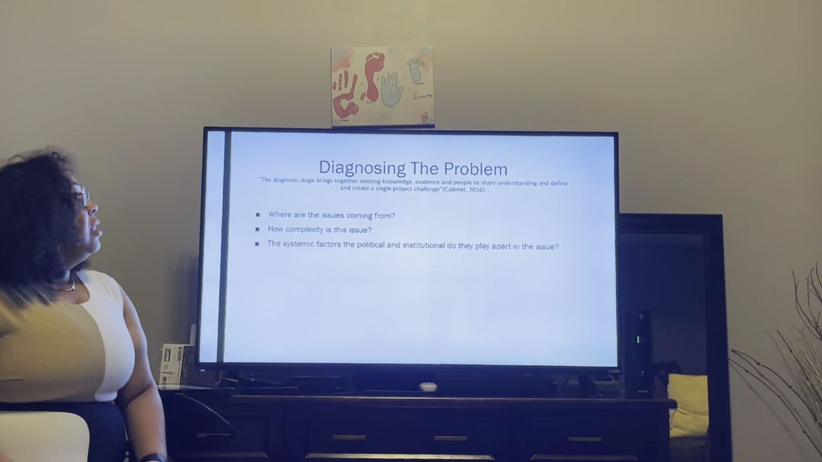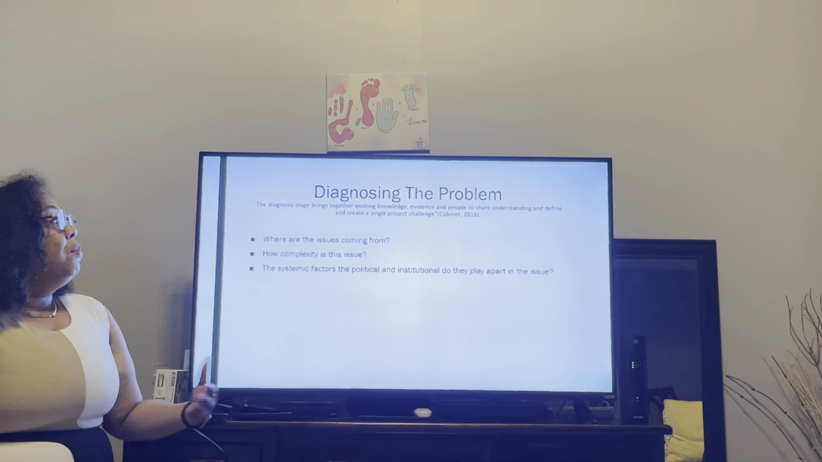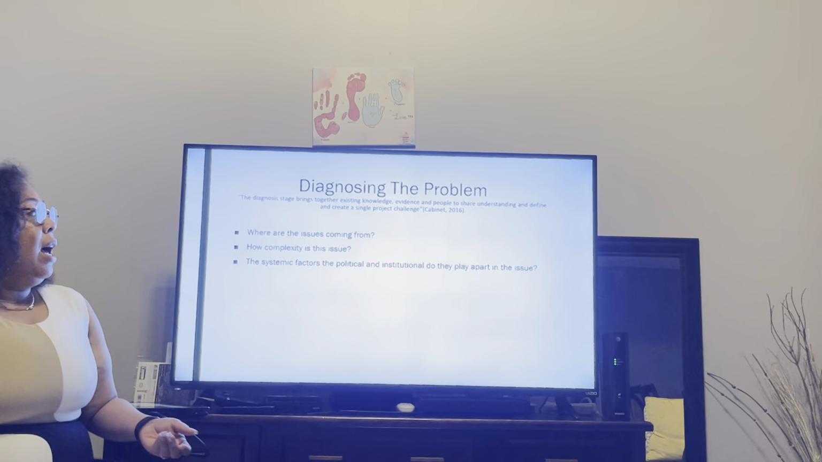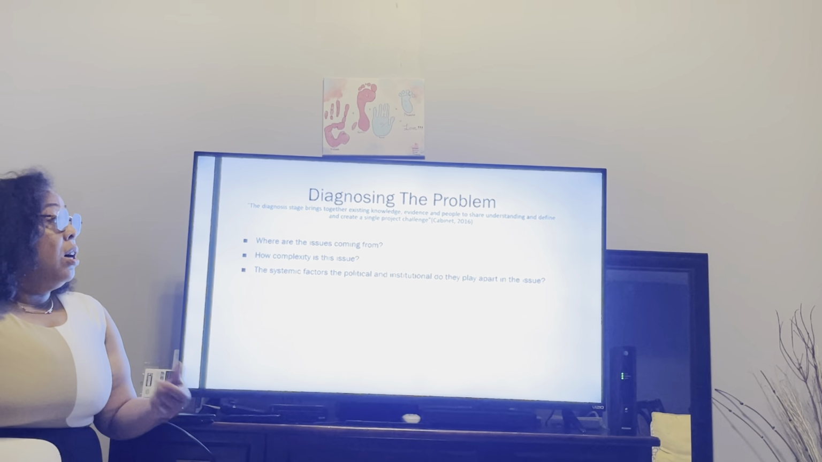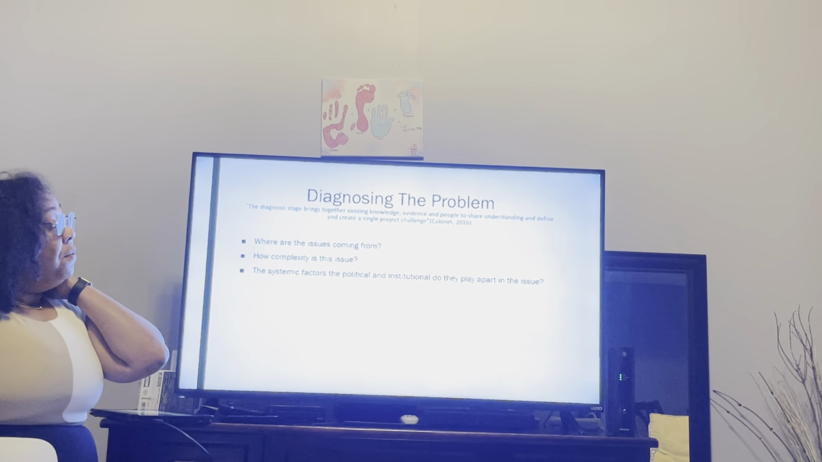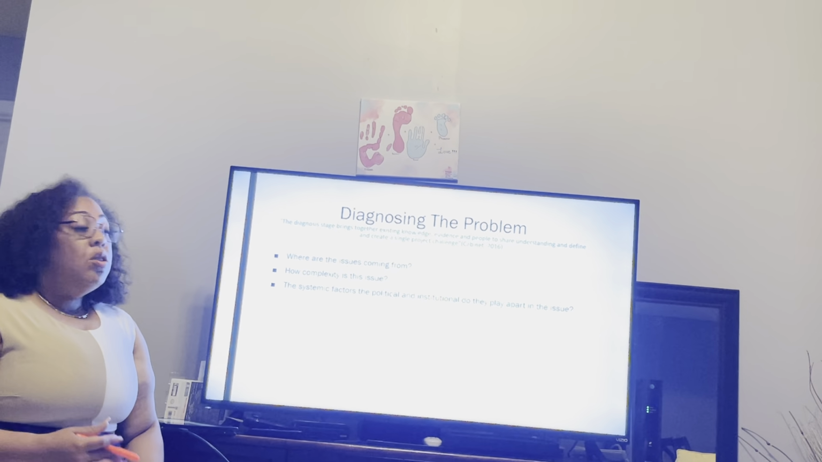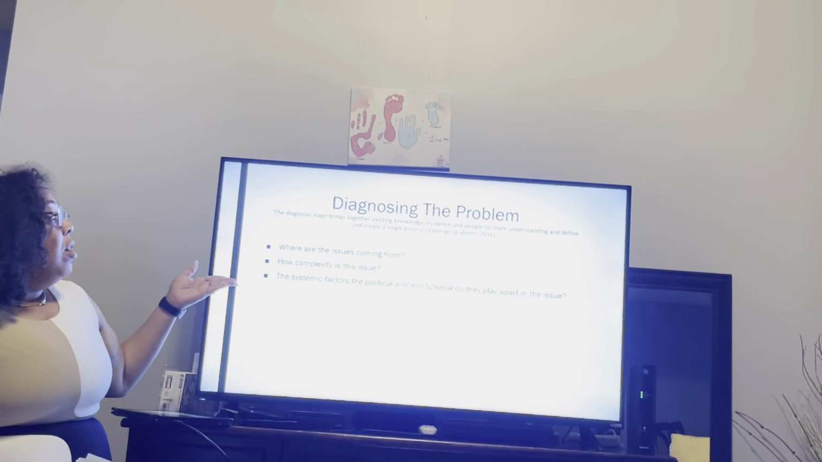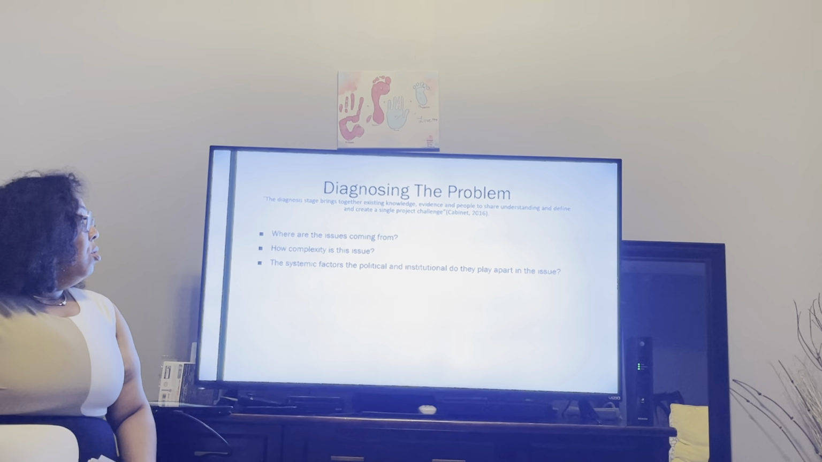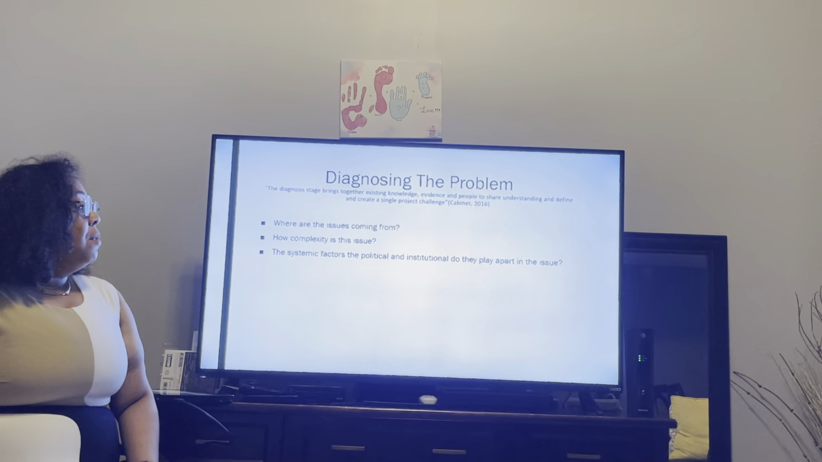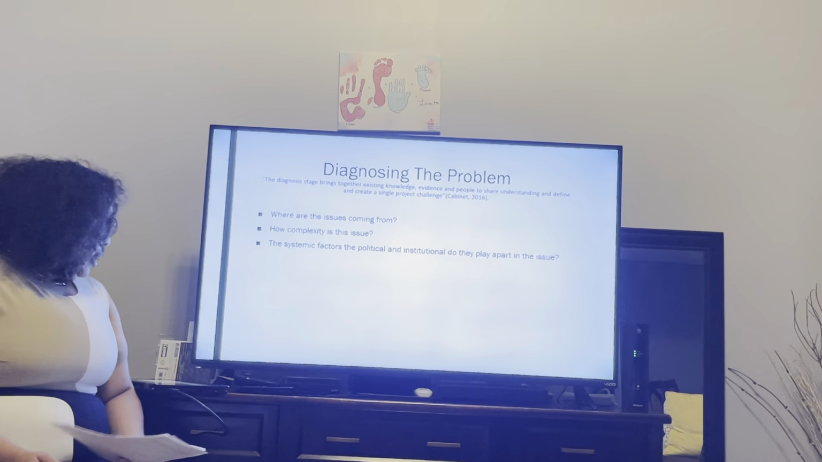So when we go to diagnosing the problem, that's the stage where we bring together what knowledge we have, the evidence, and different people to share understanding and to define and create the single project challenge. So we're going to look at where the issues are coming from. How complex is this issue? What systemic, political, and institutional factors play a part in the issue?